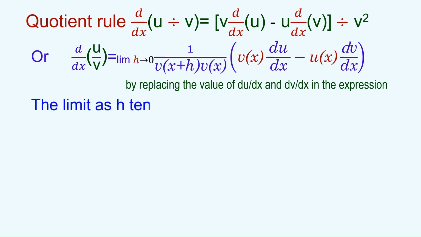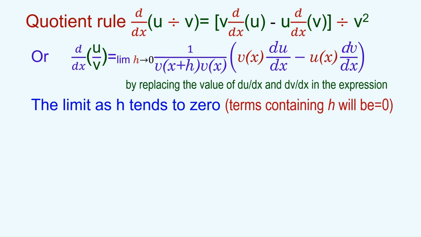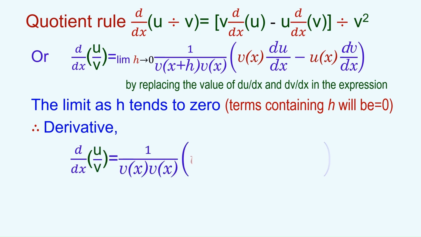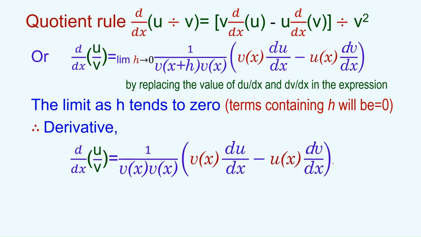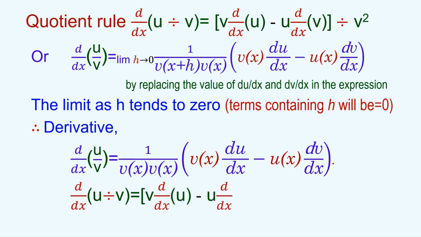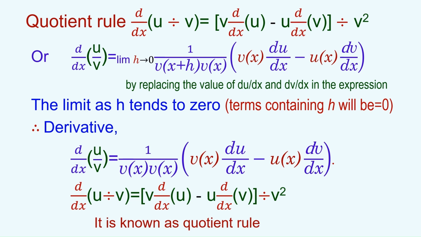Therefore, as the limit as h tends to 0, all terms containing h will be equal to 0. Therefore the derivative d/dx (u/v) = 1/[v(x)·v(x)] times [v(x)·du/dx − u(x)·dv/dx]. So d/dx (u/v) = [v(x)·du/dx − u(x)·dv/dx] / [v(x)]². It is known as the quotient rule.